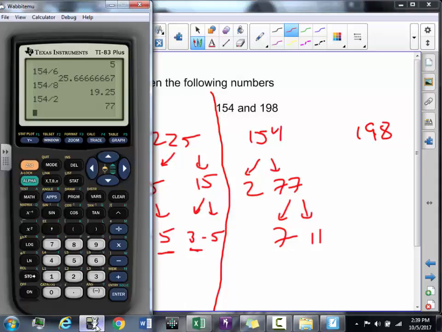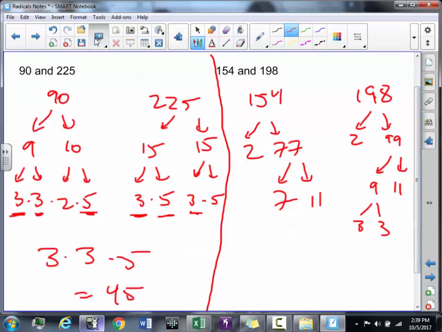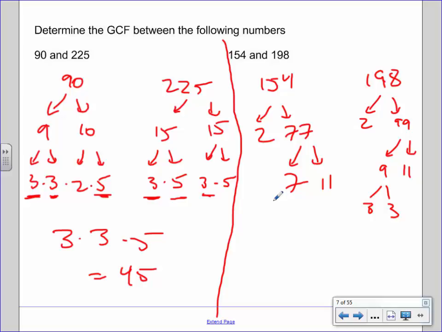Okay, 198, let's see, it probably divides by 2 to give 99. So 2 and 99. 99 is 9 and 11, and then 9 is 3 by 3. Okay, last question then. What do both of these numbers' prime factors have in common? Do they both have a 2? Yep. Do they both have a 7? No. They both have an 11. This guy has 3s, but this one doesn't. I think we're done. So therefore, the greatest common factor between these guys is 13, right? 2 and 11 is 13.